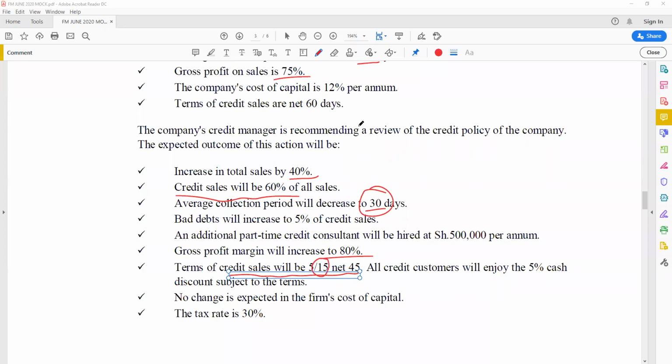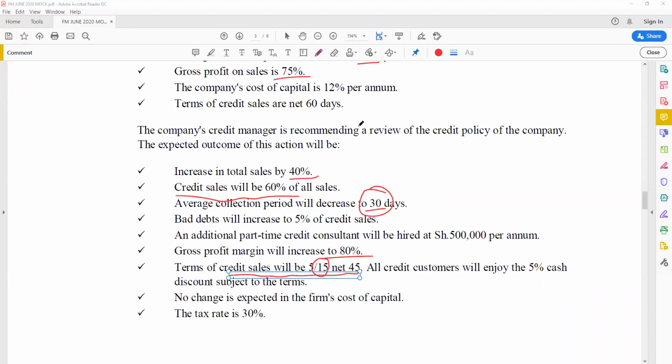I think we first have to find the credit sales, which is 140% of the 6 million times 60%. And then the credit sales will give us 5,040,000. Then after getting the credit sales, the discount is 5%. So discount cost will be 5% of the credit sales.